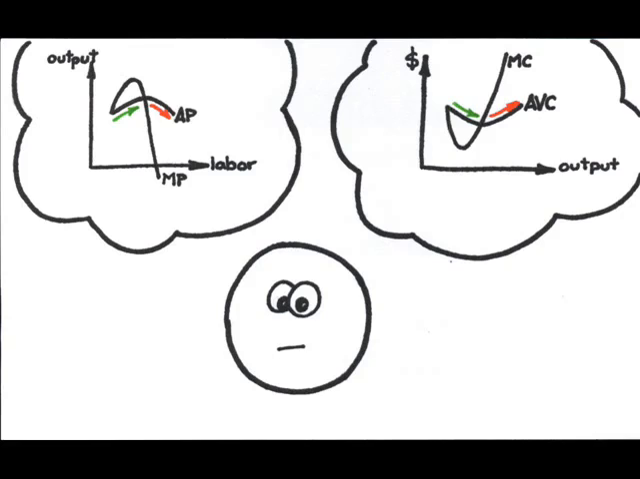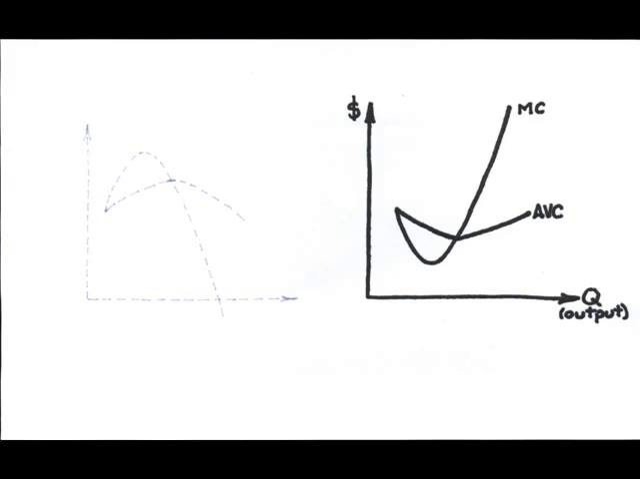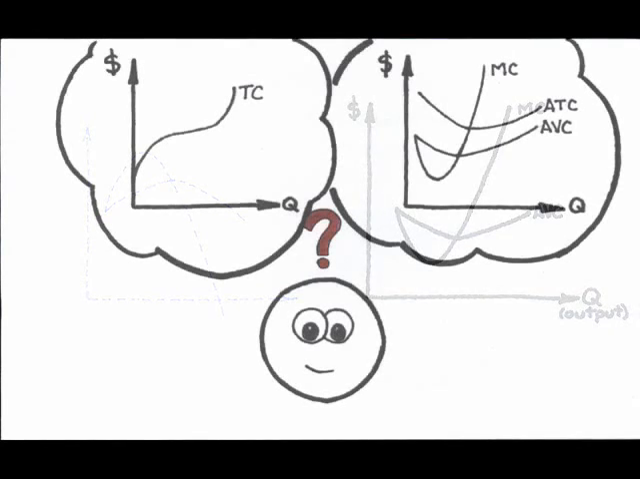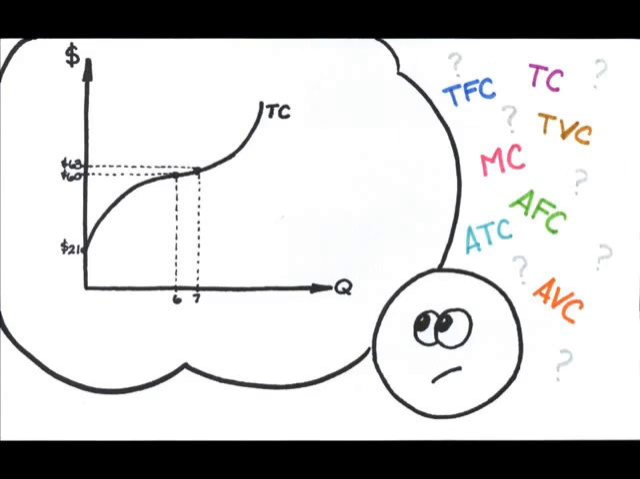In the end, because we can see all the productivity information reflected in the costs, we no longer need to use the product curves. This leaves us with the average cost diagram versus the total cost diagram. Let's take a look. Can I get all of the cost information from this graph? Okay, let's start with the obvious. It's a total cost diagram, so we should be able to find the total cost.